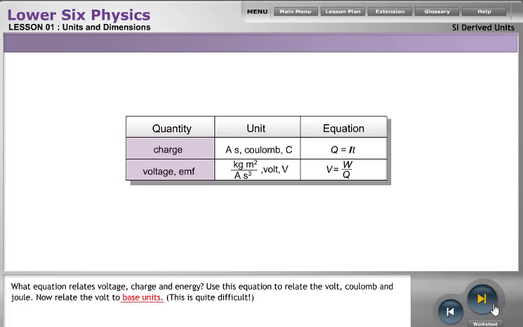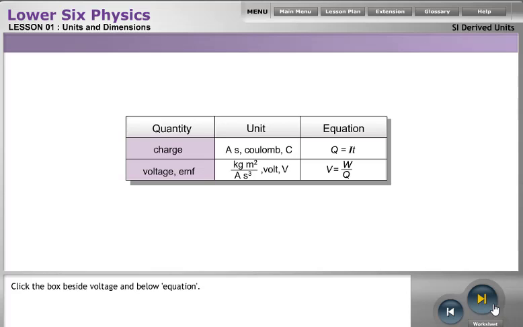What equation relates voltage, charge, and energy? Use this equation to relate the volt, coulomb, and joule. Now relate the volt to base units. This is quite difficult. Click the box beside voltage and below equation.